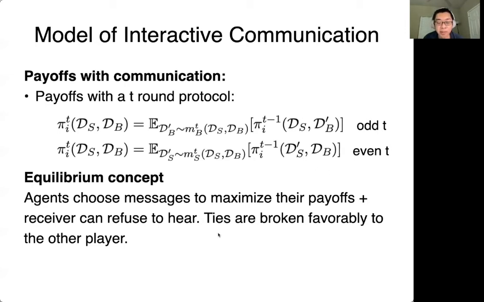And for the equilibrium concept, we adopt a concept similar to the subgame perfect Nash equilibrium, where the agents choose messages to maximize their payoffs. And in our work, we assume the receiver can always choose to refuse to hear any message. And also ties are broken favorably to the other player.